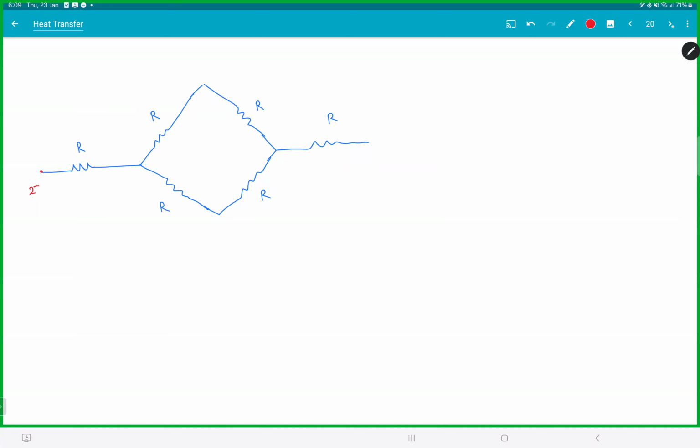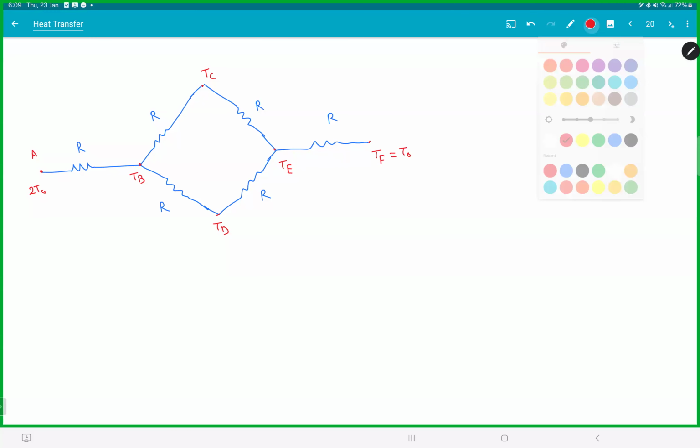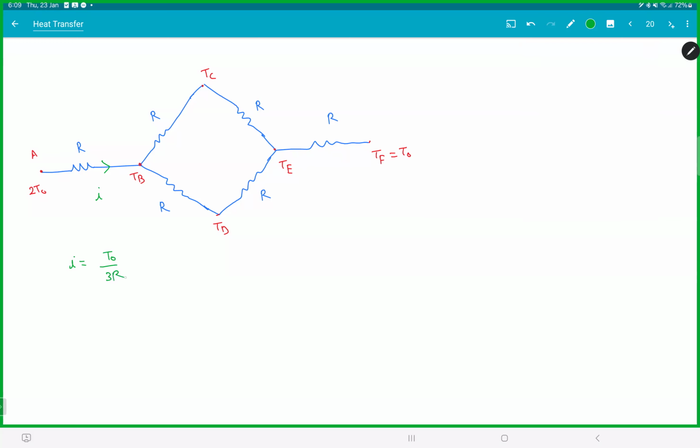And then this is a 2T naught. This is TB. This is TC. This is TD. This is TE. This is TF, which is T naught. Now, how is the current flowing? The current is flowing here, which we just now calculated, which is T naught by 3R. That's the dQ by dt, the whole heat flow.